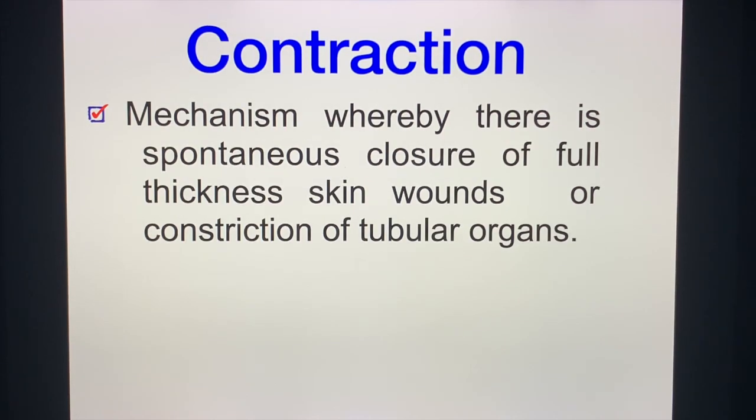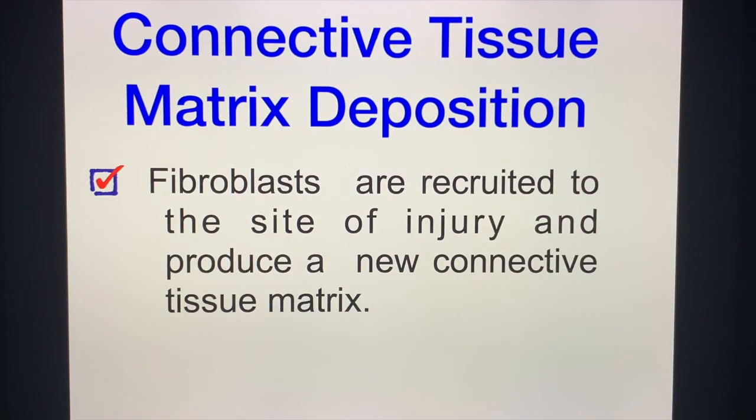Now, what is contraction? This is the mechanism whereby there's a spontaneous closure of full thickness skin wounds or constriction of tubular organs. So in the case of wound healing, this is the mechanism whereby there's spontaneous closure of full thickness skin wounds. And the third phase, which is the connective tissue matrix deposition, this is where the fibroblasts play a very important role. These are the cells that are recruited to the site of injury, and it is the fibroblast that will produce your new connective tissue matrix.